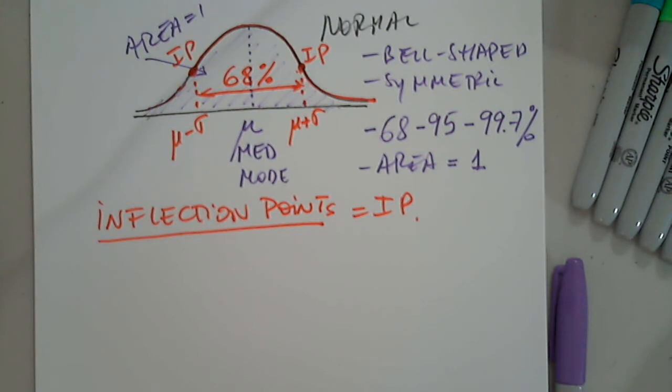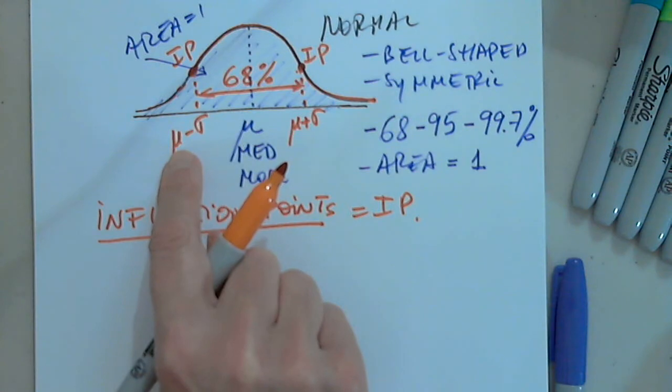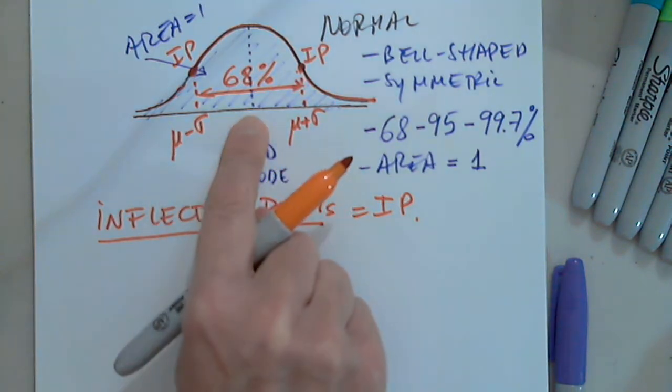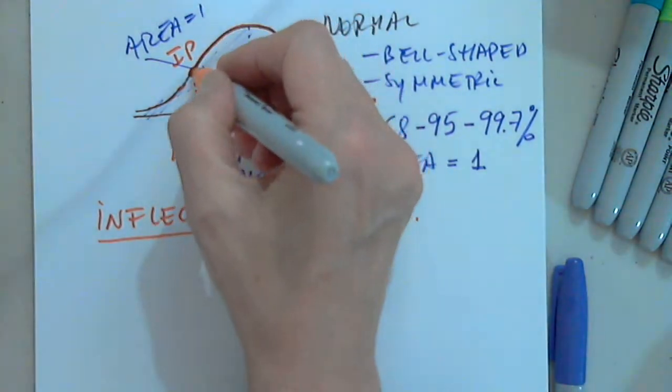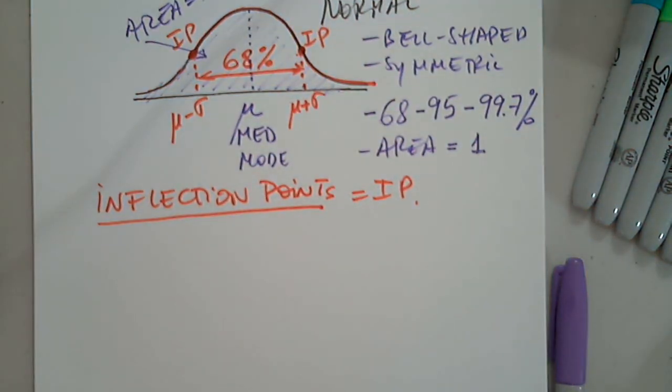Okay? So in case we are asked, remember the inflection points are exactly 1 standard deviation away from the mean, left and right, on the curve. Any questions so far? Any questions? No, thank you.